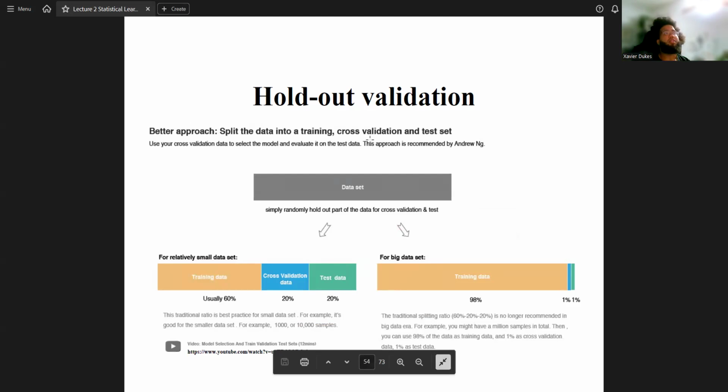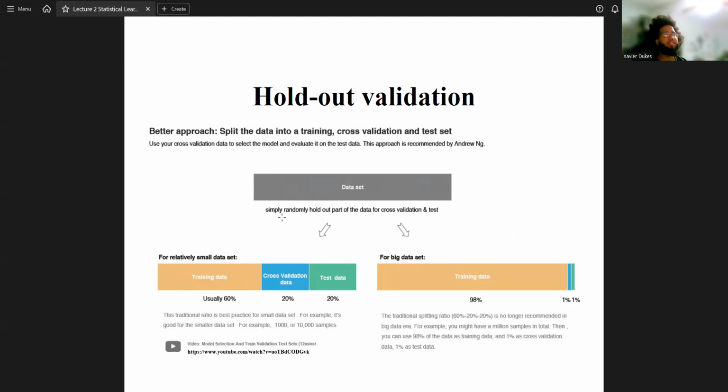A better approach is to split the data into training and then use cross-validation and a test set, okay? Use your cross-validation set to select the model and evaluate it on the test data. This approach is, of course, recommended by Andrew Ng.